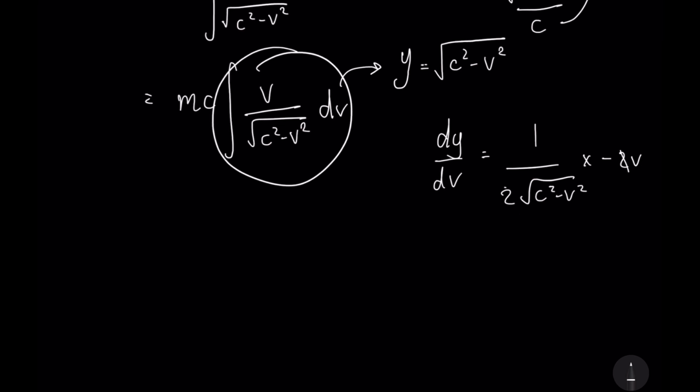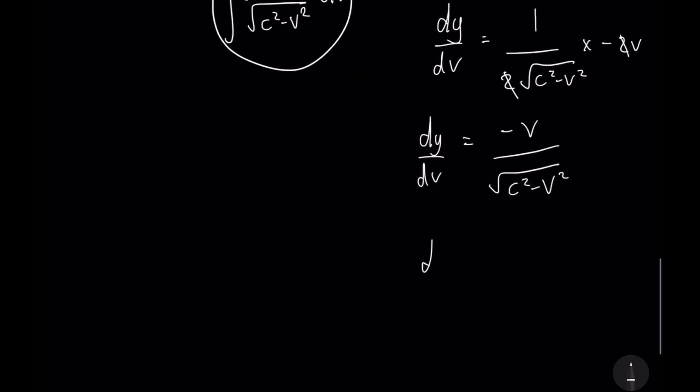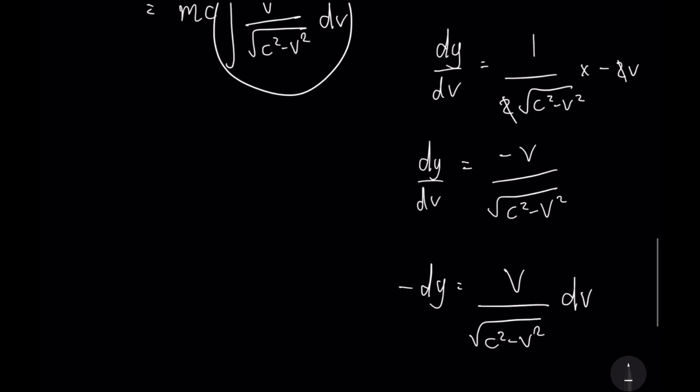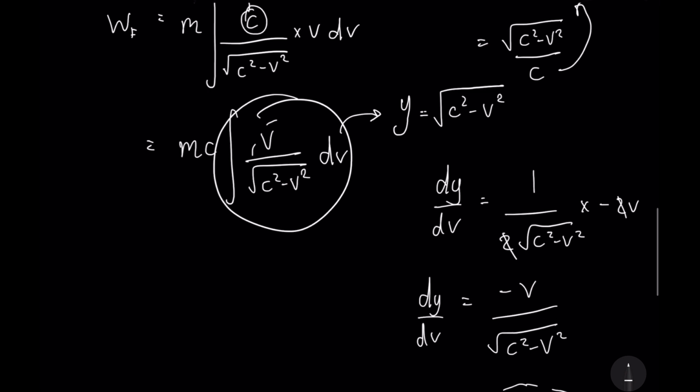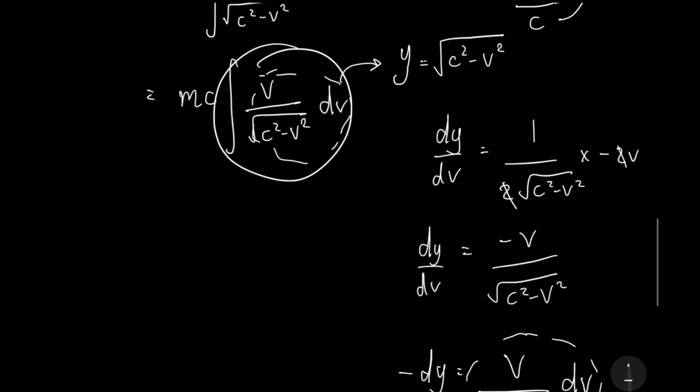Now you can see the negative 2 and 2 cancel, and you're left with negative v by root c square minus v square as dy by dv. Now you can write negative dy as v by root c square minus v square, multiplying both sides by negative dv. And you can see that this term is exactly the same term that we have here.